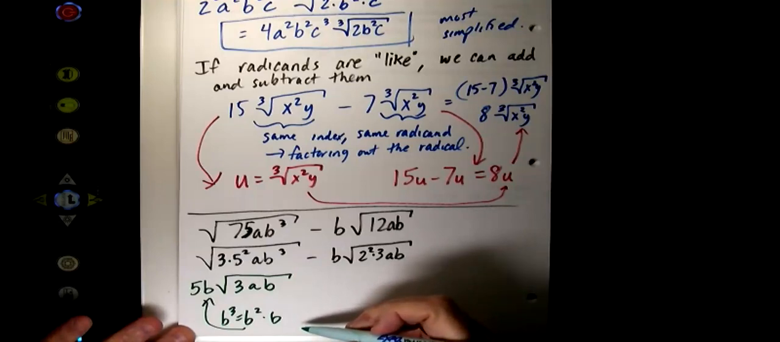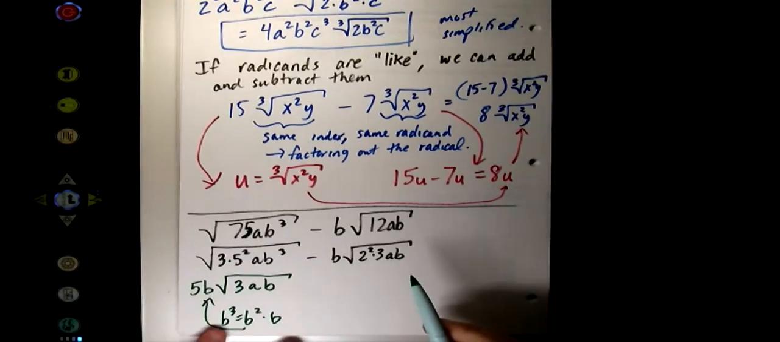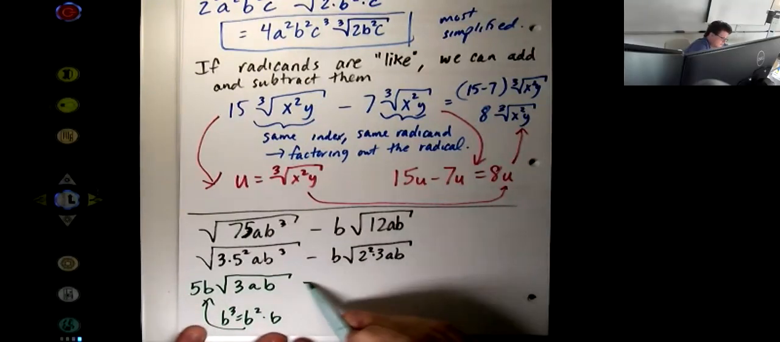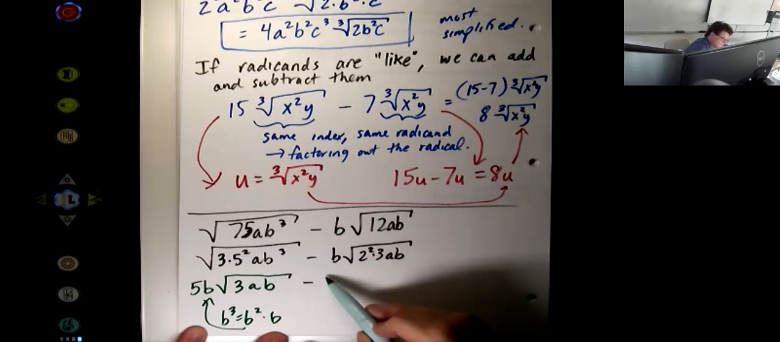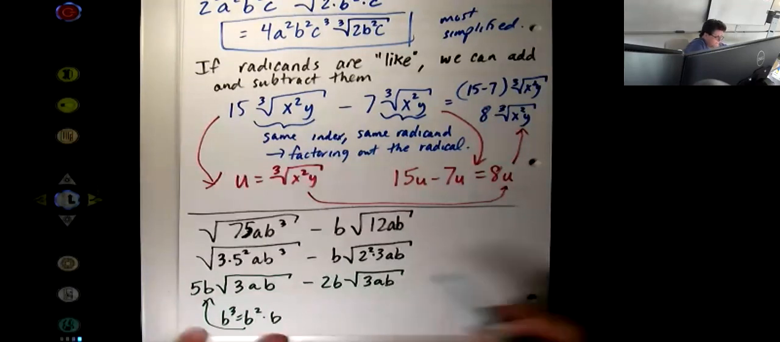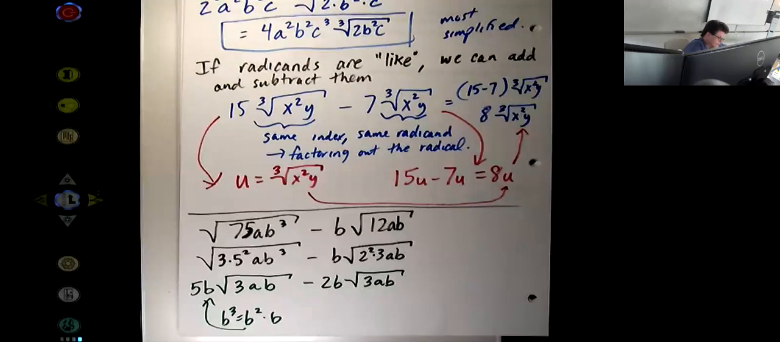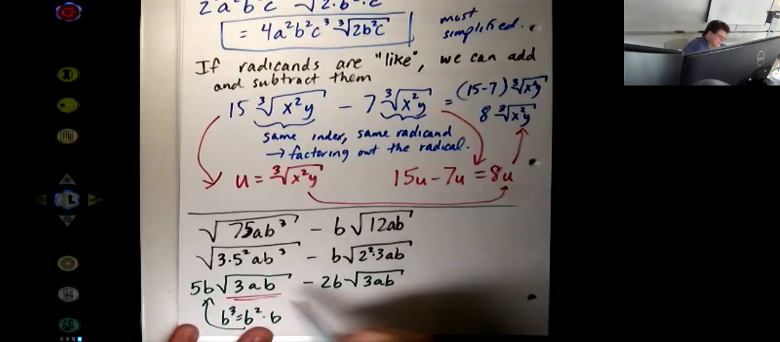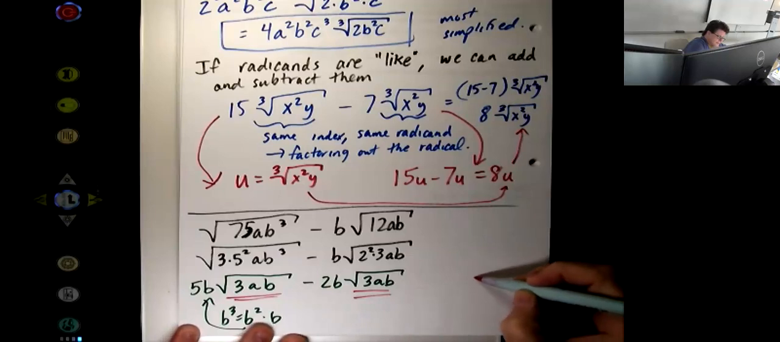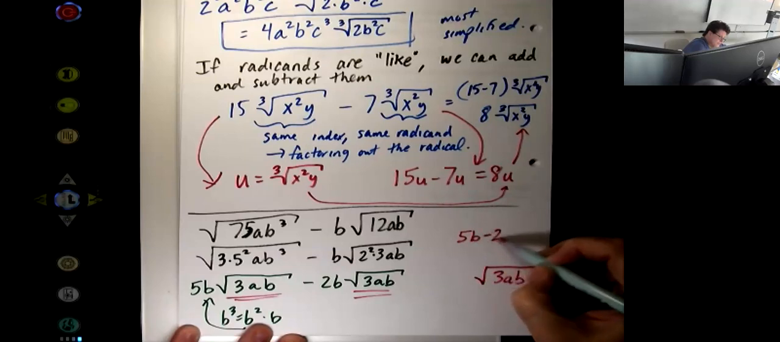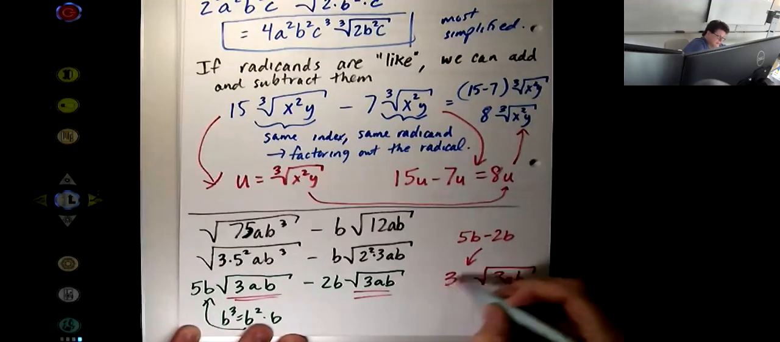Okay. Any other questions? On this one, all I can take out is a 2, and I'm left with the 3ab. Now my radicands look alike, so I can combine them. I have 5b minus 2b, which is 3b.